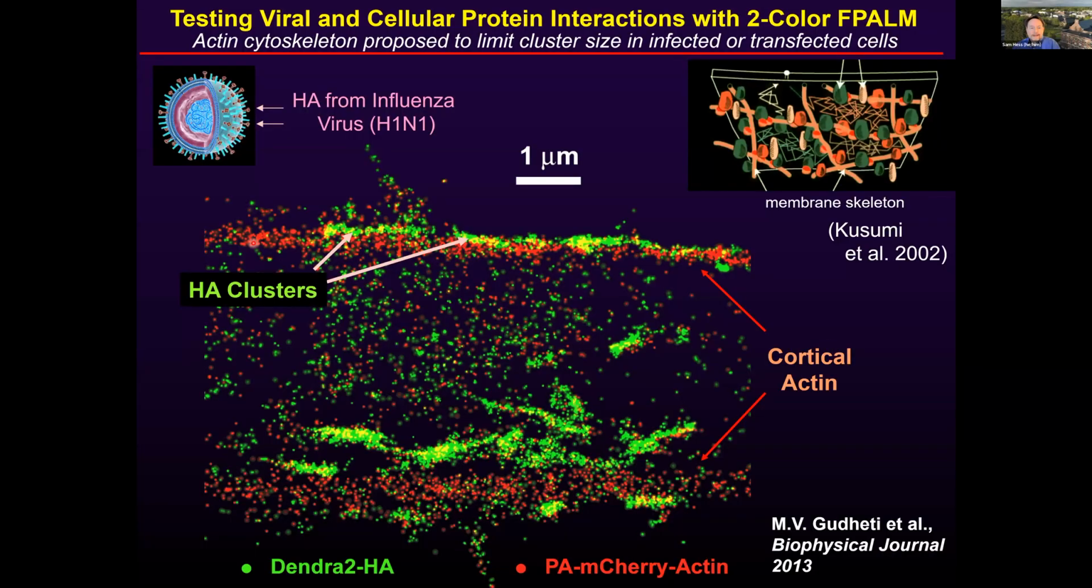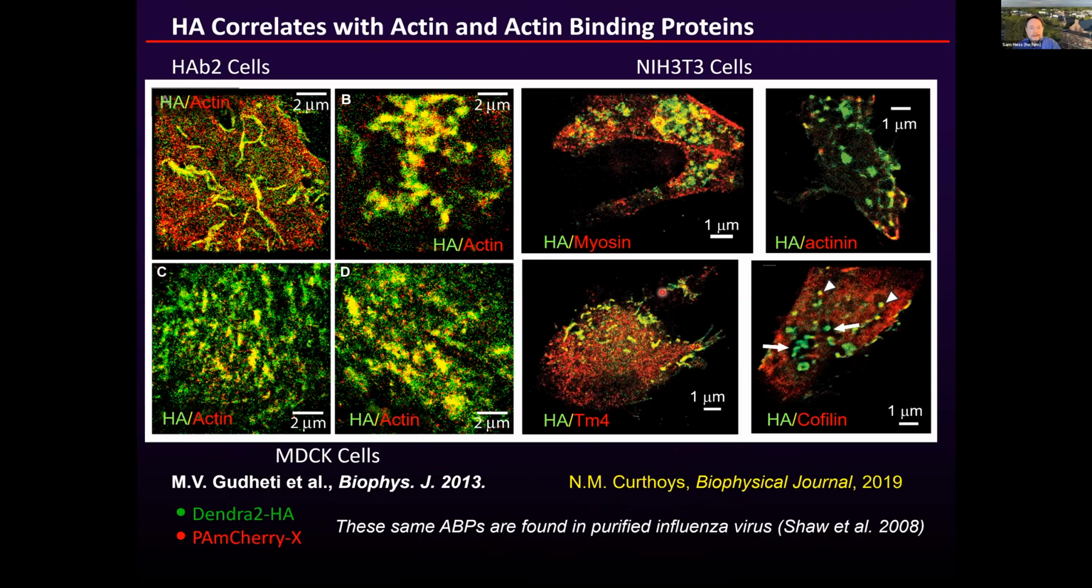This allowed us to visualize the actin with PAmCherry and the HA with Dendra2, both fluorescent proteins, and see the HA clusters close to the membrane where the cortical actin was enriched, thus supporting the idea that actin may play a role. We also found in other types of views, top-down views, for example, this same relationship in different cell types, live and fixed cells. Seems to be a fairly robust finding.